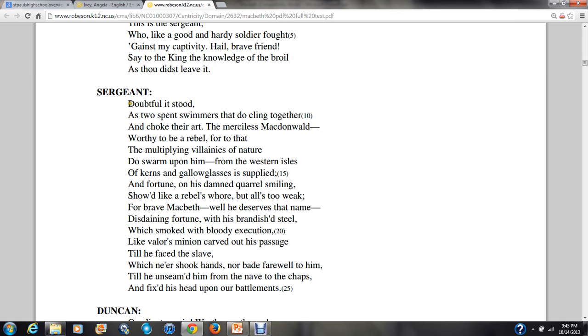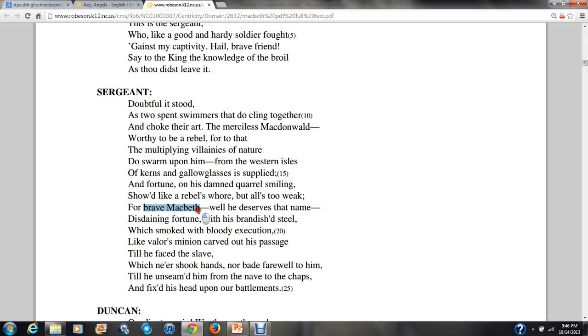So he's saying, "Doubtful it stood, as two spent swimmers that do cling together and choke their art. The merciless Macdonwald, worthy to be a rebel, for to that the multiplying villainies of nature do swarm upon him. From the western isles of kerns and gallowglasses is supplied." We're talking about Macdonwald. Now, that sounds like a Scottish name, and yet he's fighting on the side of the enemy, which tells us that Macdonwald, then, is a traitor. And he's going to be someone who's going to have to be killed.